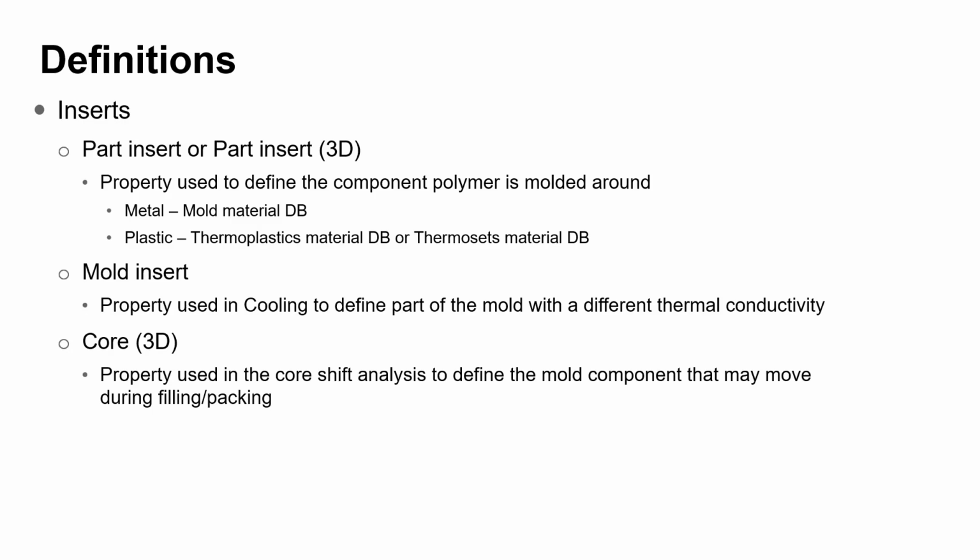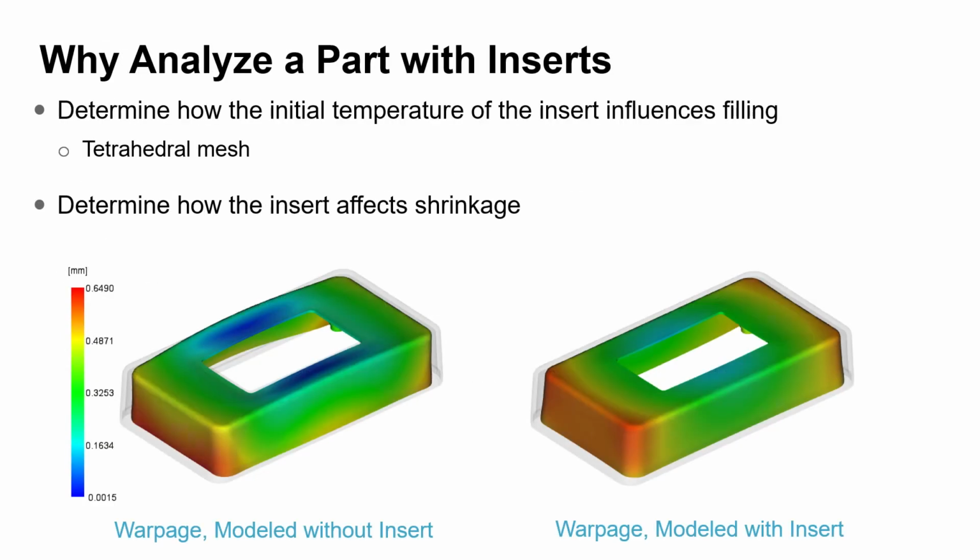The property is used in the core shift analysis to define the mold component that may move during the filling and packing. We'll not get into the details or complexity of that one, but at this point of time, just note that the mold insert property is used in cooling to define the part of the mold with different thermal conductivities. It has a very significant impact on the warpage.